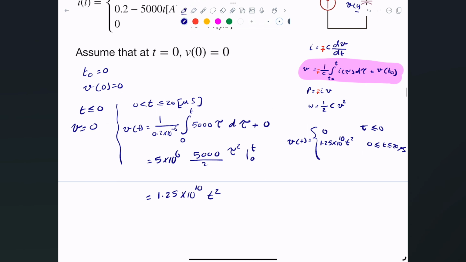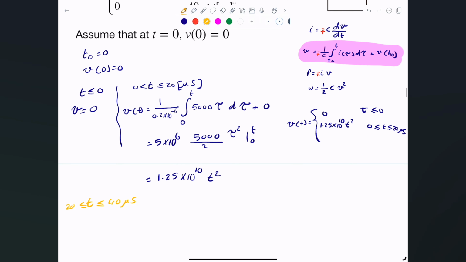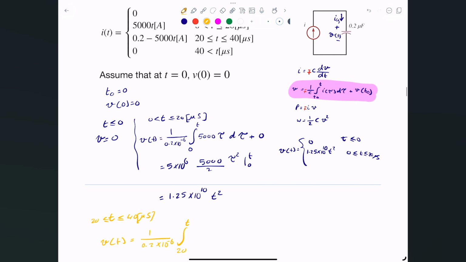Okay, so I'll just write it in here in a different color. So what we have is t is between 20 microseconds all the way to 40 microseconds. So we need to do v of t is simply 1 divided by 0.2 times 10 to the power negative 6. And now what we integrate is 20 this time, all the way to t. And then we have this equation in here, which is 0.2 minus 5,000 t. That's in amps. This is coming from here.